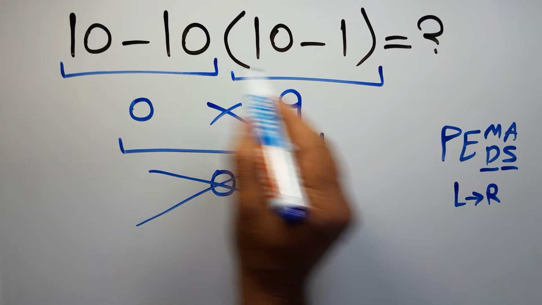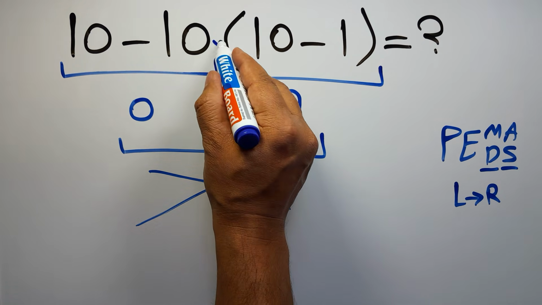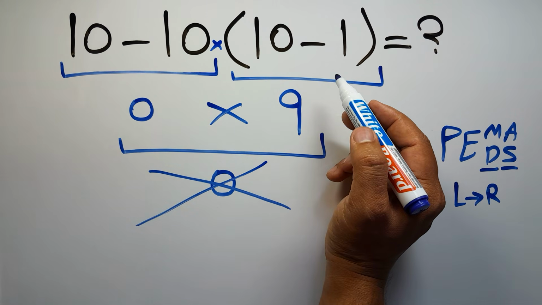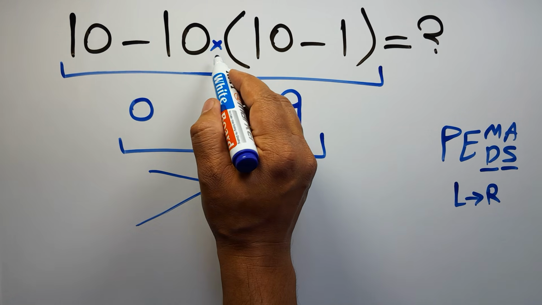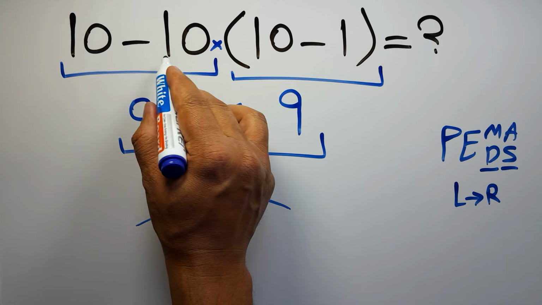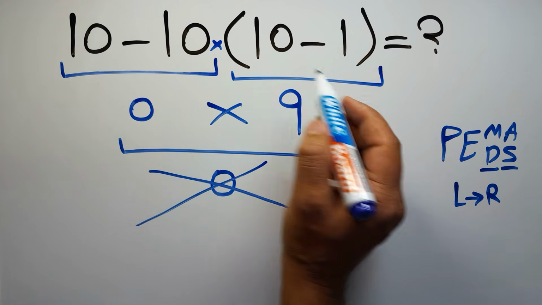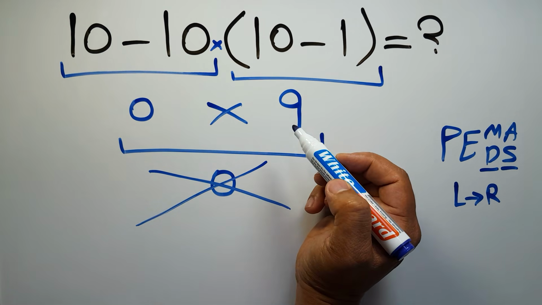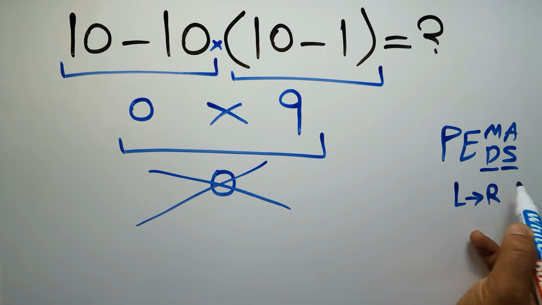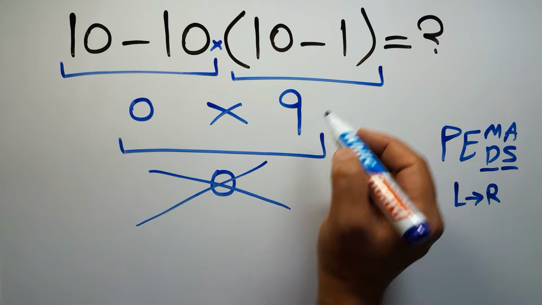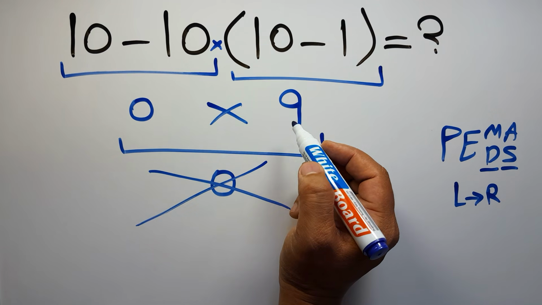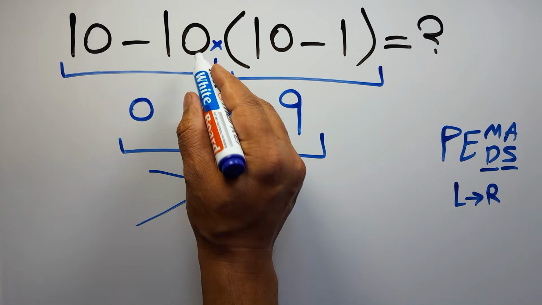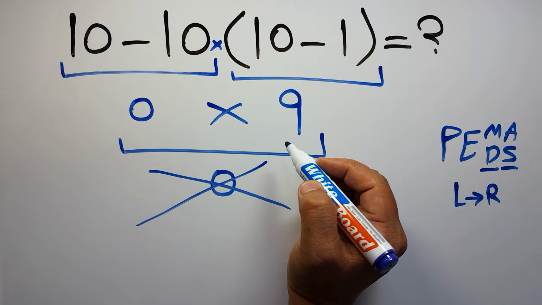In this expression, we have one subtraction, one multiplication, and one parentheses. Inside this parentheses, we have one subtraction. Here we have a multiplication because in mathematics, when a number is placed next to parentheses, it means multiplication. And we usually don't write the multiplication sign for brevity. Okay, so according to PEMDAS, first we have to do this parentheses, then this multiplication, and finally this subtraction. If we do this subtraction before this multiplication or this parentheses, it is wrong.